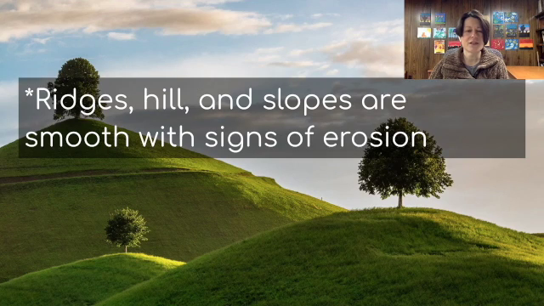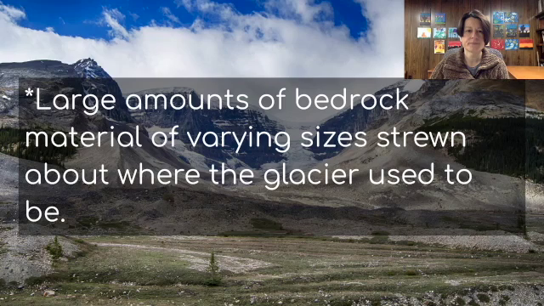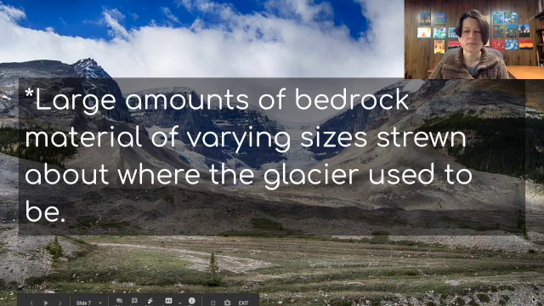You might even find areas where there's rock that is exposed that has scrapes along it from material that was in the glacier that scraped the rock. Also, large amounts of bedrock material of varying sizes strewn about where the glacier used to be. So down here, this is that glacial till, just very random and all over the place. And we see glaciers in the background still.